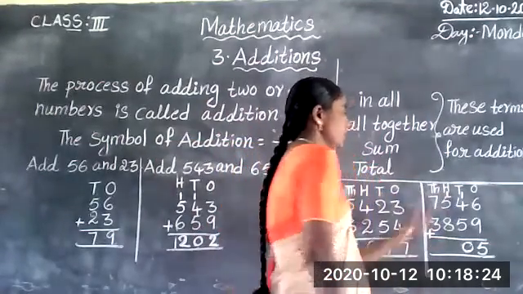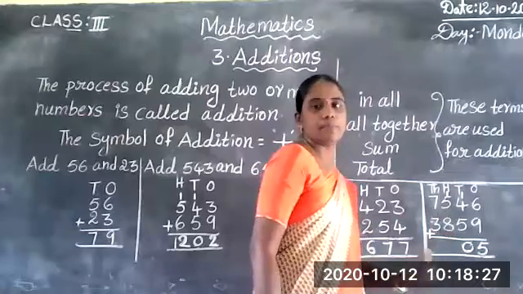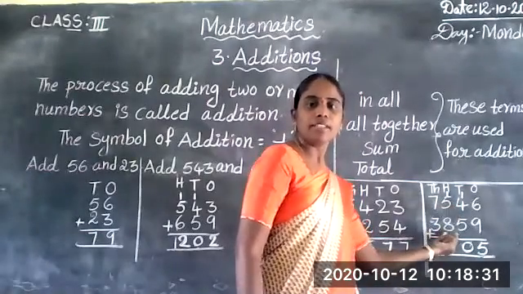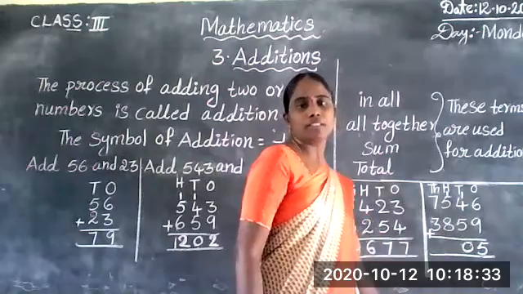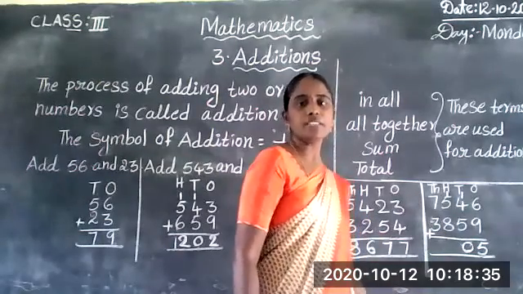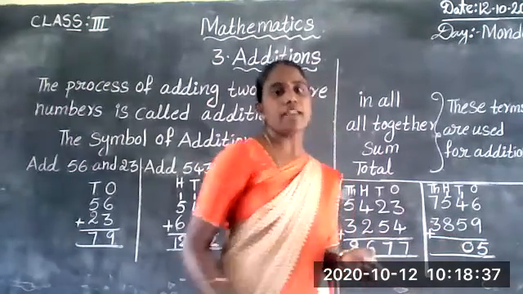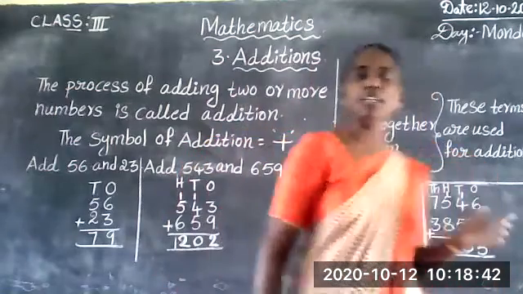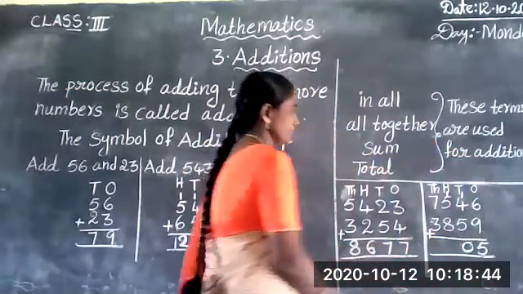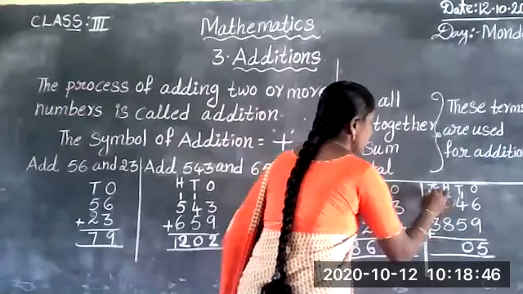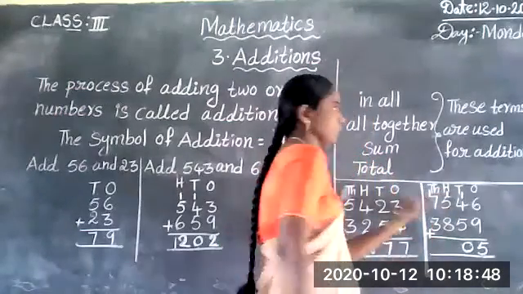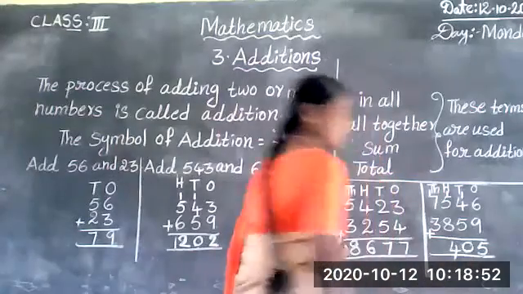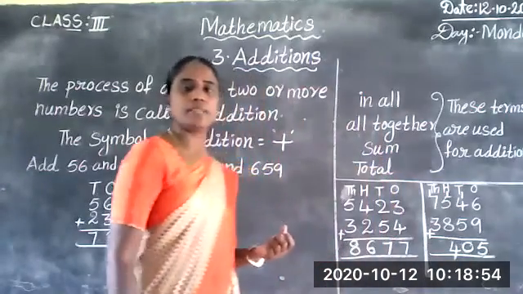Next, hundreds place numbers. Add hundreds place numbers. In the hundreds place: 1, 5, 8. 5 plus 1 is 6. 6 plus 8, 8 plus 6 is 14. 14 is a carrying number. Take 1 as carrying to the thousands place and write 4 in the hundreds place.